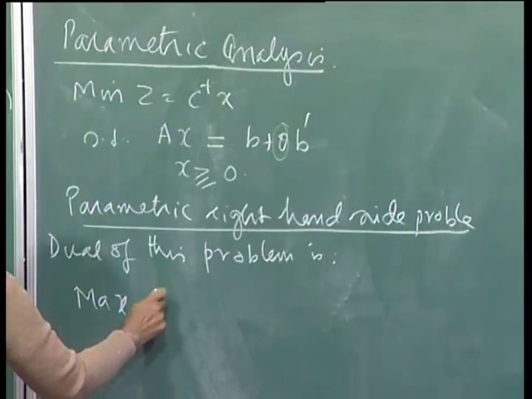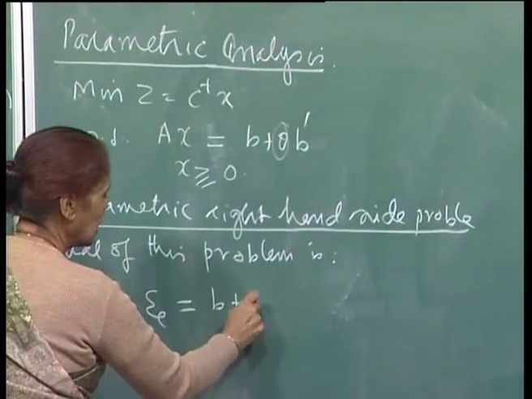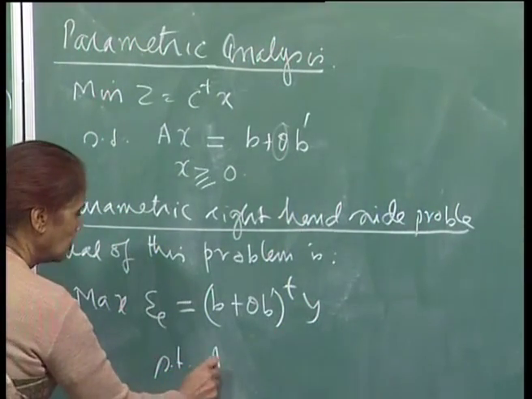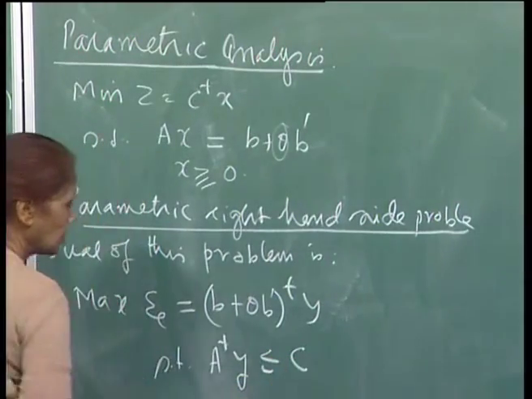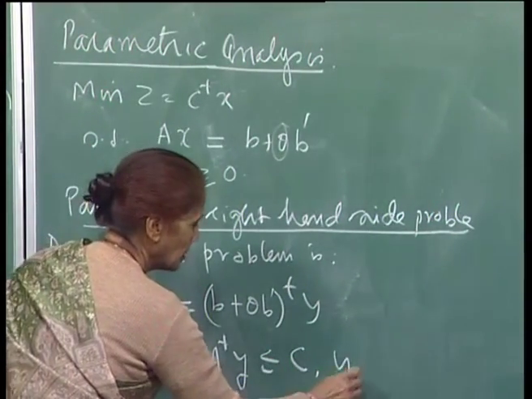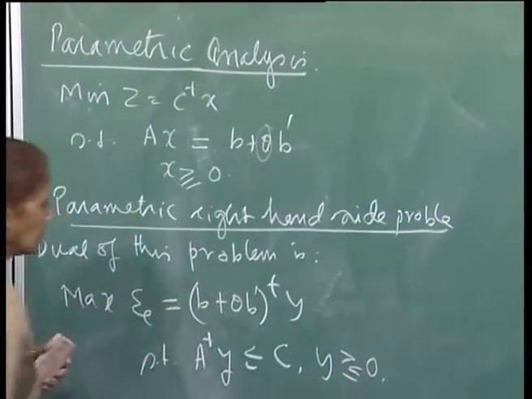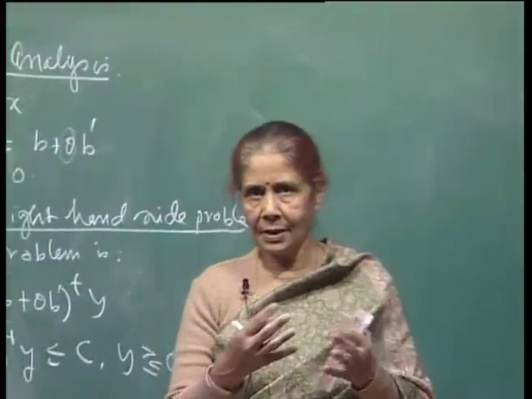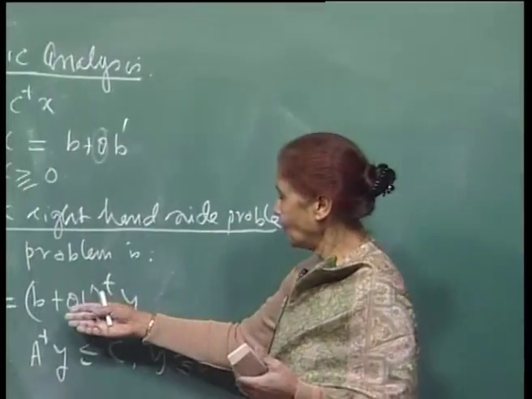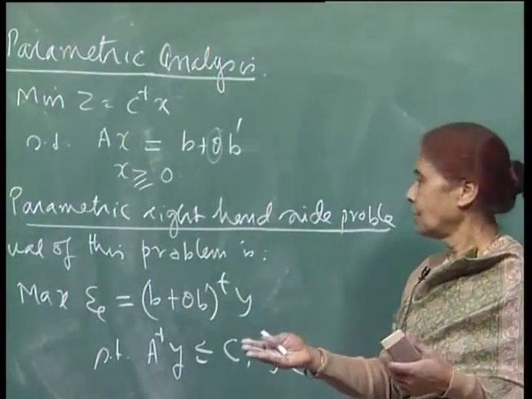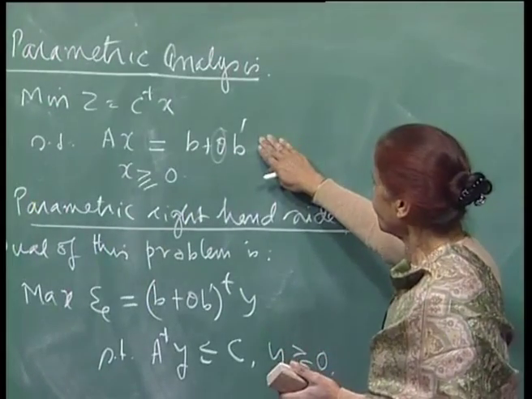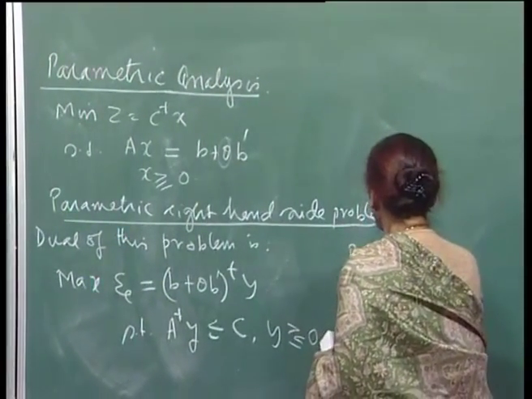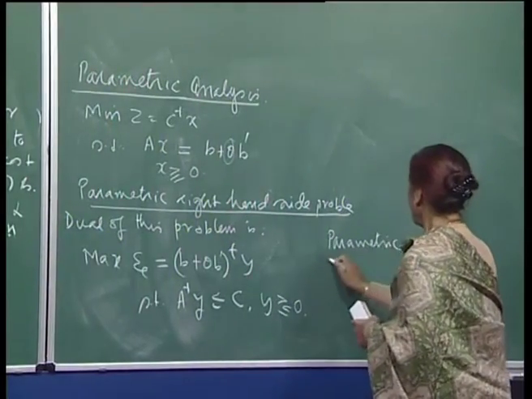maximize psi equal to (b plus theta b prime) transpose y, subject to A transpose y less than or equal to C, y unrestricted. Okay. Because the primal and the dual are so well interconnected, it makes sense to also look at the parametric version of the cost function. So, if this is parametric for the right hand side, the dual will become parametric. So, this would be known as the parametric cost vector.